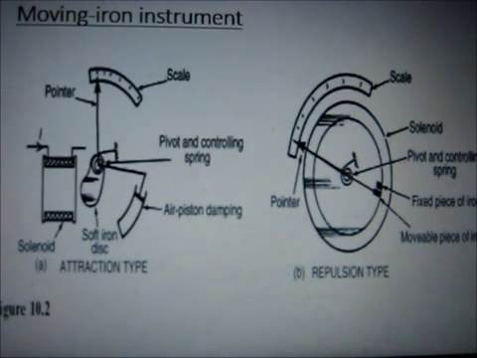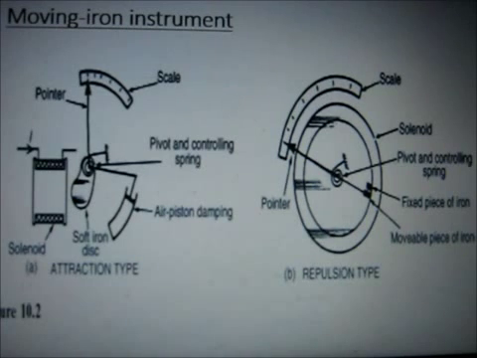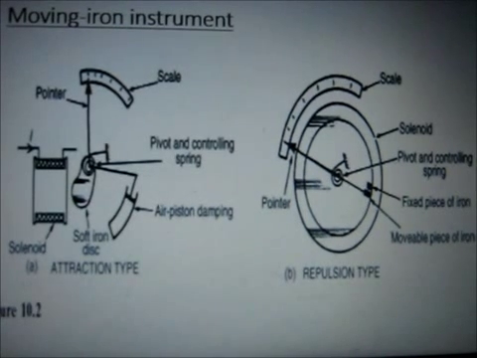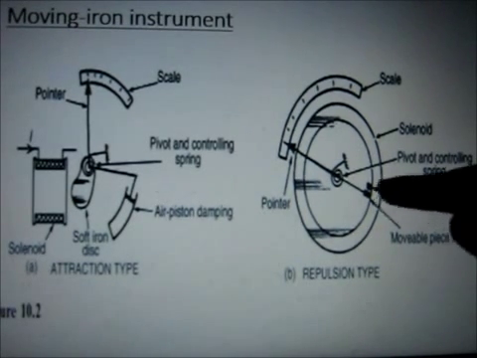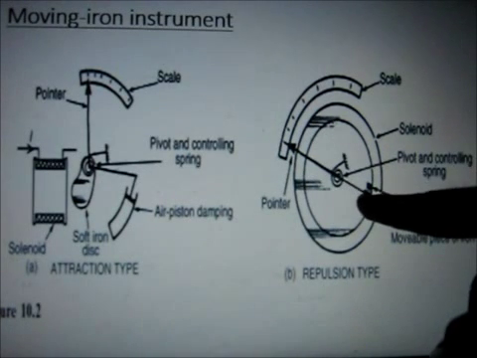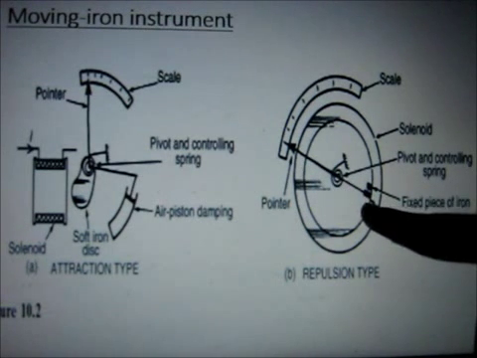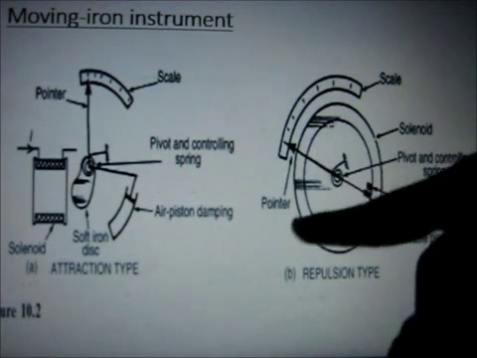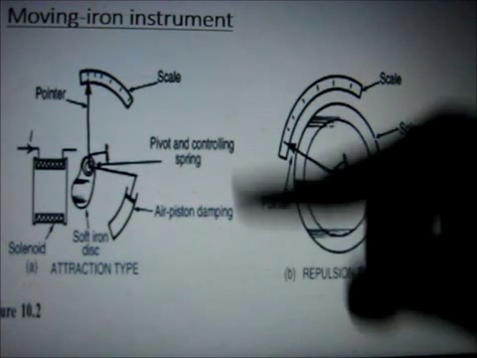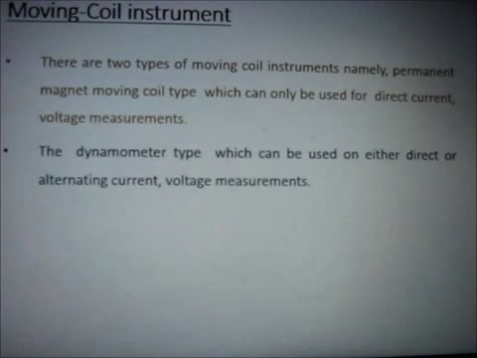The second type is the repulsion type. In this case also a scale is used along with the pointer. In this case, two iron pieces are used. One iron piece is kept at a fixed position and another is attached to the spindle. Whenever current is induced in the second iron piece, that is what we call the movable iron piece, it repels, and as it repels, the pointer moves some part on the scale and we get the measurement.